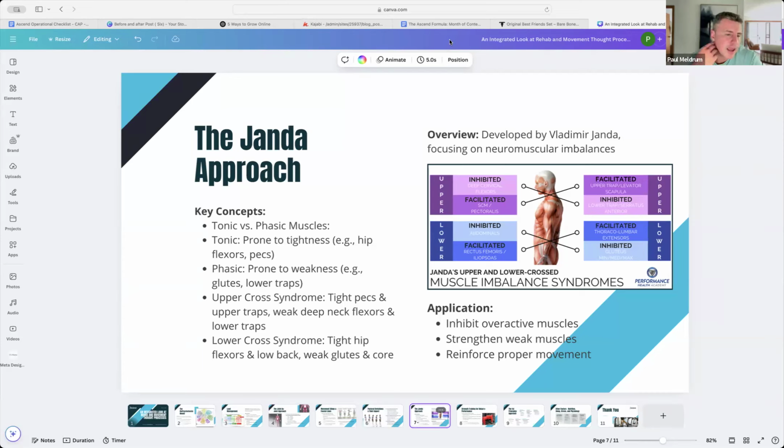The Janda approach is basically made up of a couple of different ideas. Janda was a Czechoslovakian physiotherapist. He identified neuromuscular muscle imbalances, and he came up with the upper and lower cross syndrome, and the muscles that were called phasic and tonic. A tonic muscle is one that's prone to tightness, such as your rectus femoris or your pectoralis minor. Your phasic muscles are prone to weakness, such as your glutes and your lower traps.